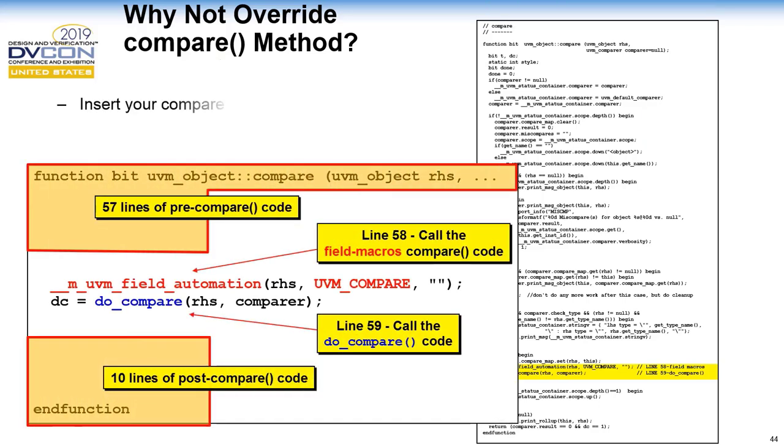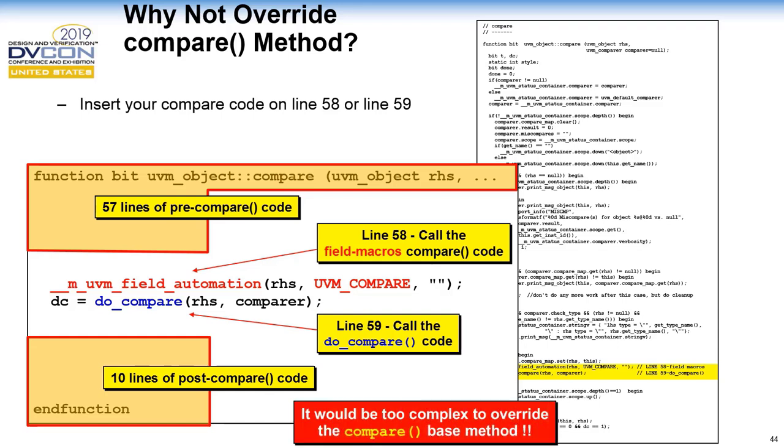And so what you have is you've got 57 lines of pre-compare code in that compare method. Then it calls that function, if you're using field macros, the very large function, or it calls, you could do both, you shouldn't, but you could, and then it calls your do compare method. And that's what you have done an override on, is the do compare method. And now that is going to be called on line 59, 58 if you're using the field macros. Then you still end up with 10 more lines of post-compare code. And so it'd be just way too complex, too many opportunities for mistakes if you ever did an override on the compare method. There's too many things that can go wrong if you start touching that code.